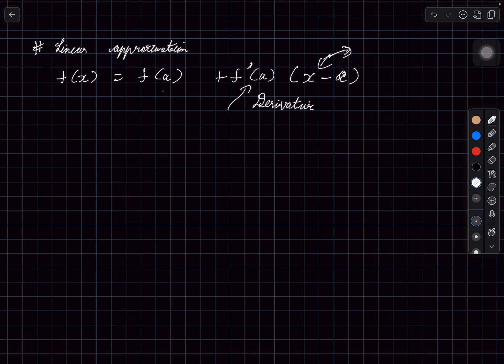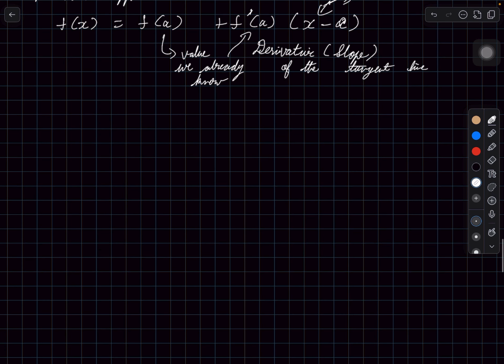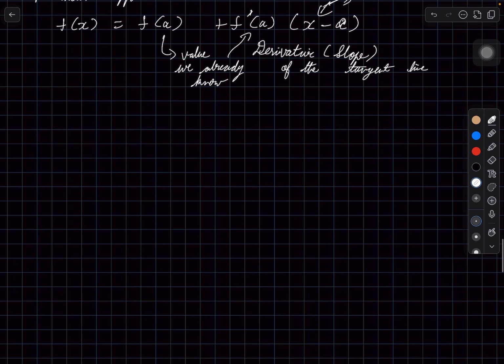f(a) is a value we already know. Then f'(a) is the slope of the tangent line, the derivative. x minus a is the small step you're taking. Then we'll take an example. Normally in some of the questions you will get the value of a, but in some questions they won't directly give the value of a.